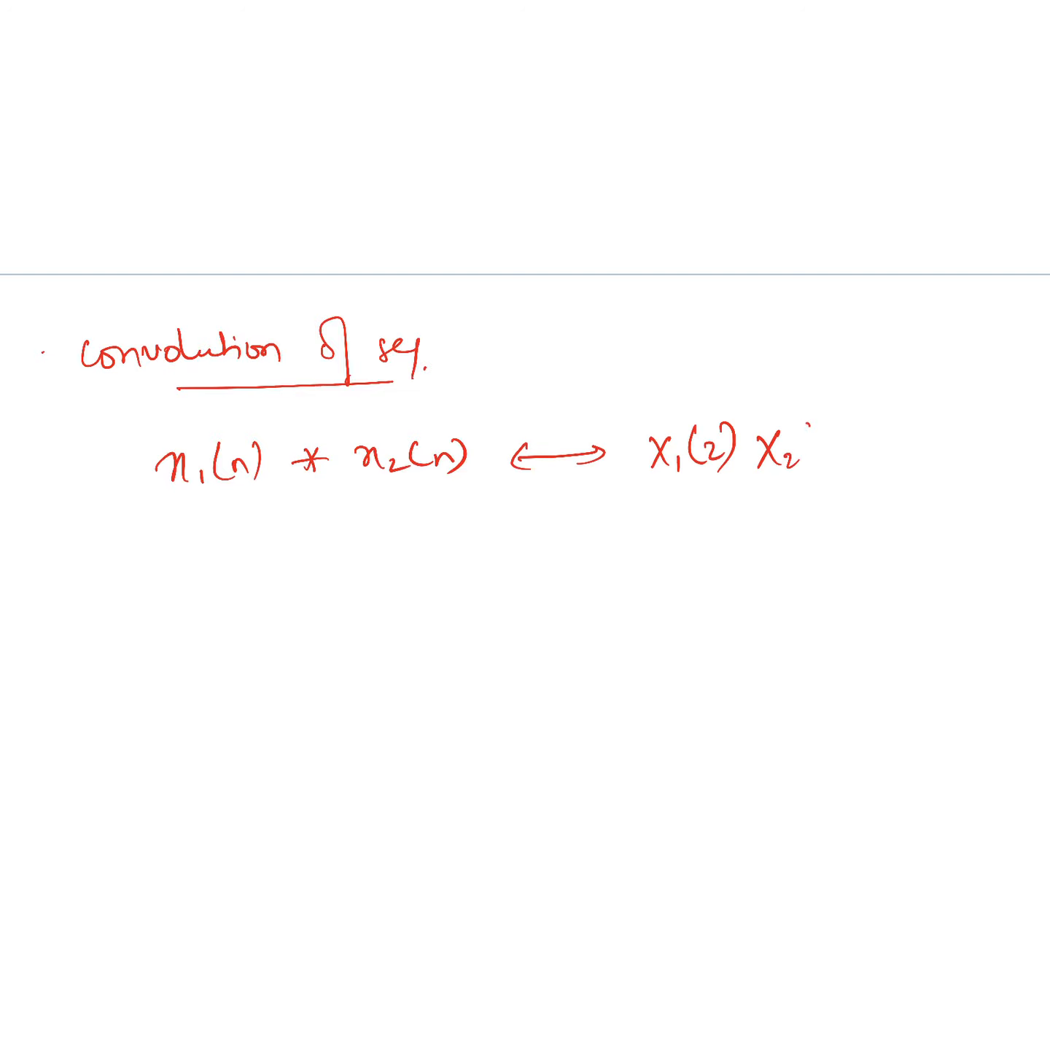The last property is the convolution of sequences, which you would mostly see when you are dealing with LTI systems, or for computing the response of the LTI system for some input. So if you have two sequences x1[n] convolved with x2[n], then the Z transform would become X1(z) multiplied by X2(z), with the ROC again as the intersection of Rx1 and Rx2.